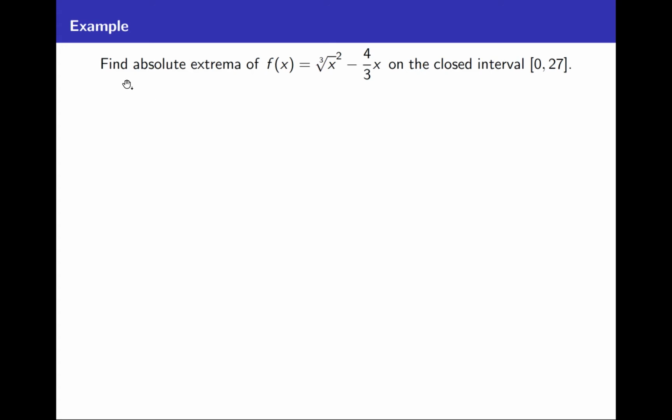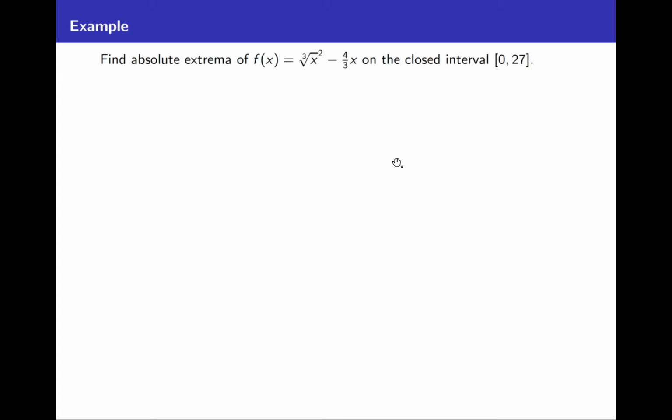Let's look at an example. Here we will find the absolute extrema of the function f of x equals the cube root of x squared minus 4/3 x on the closed interval from 0 to 27. And think about the procedure from the previous page. So our procedure says that we should, first of all, in step 1, find all of the critical points of f of x that are in the interval.